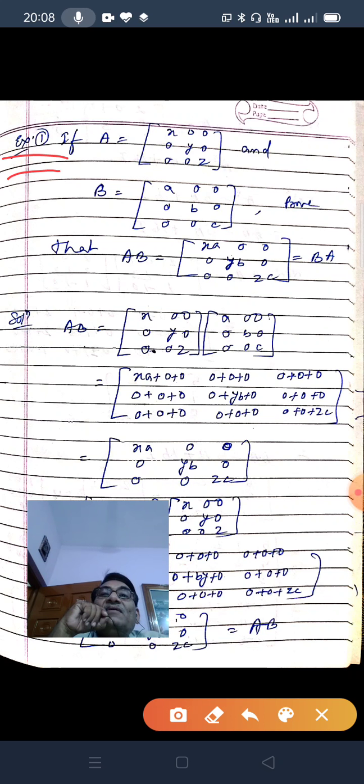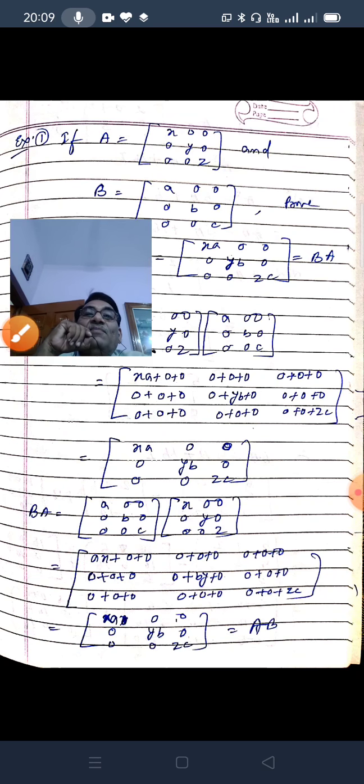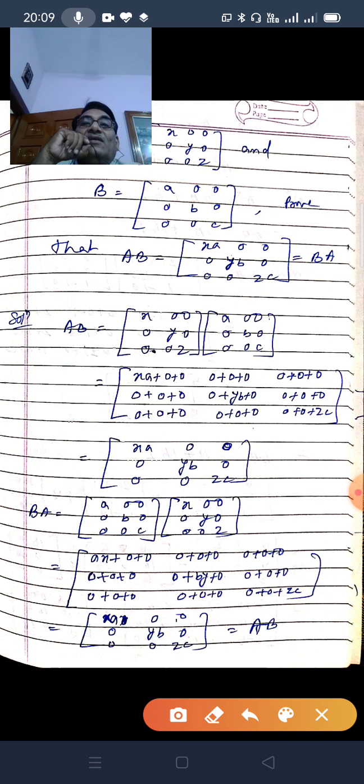One more example. If A is equivalent to x, 0, 0, 0, y, 0, 0, 0, z, and B is equivalent to a, 0, 0, 0, b, 0, 0, 0, c, prove that AB is equivalent to xa, 0, 0, 0, yb, 0, 0, 0, zc, that is BA.